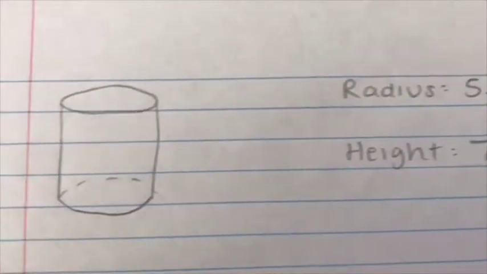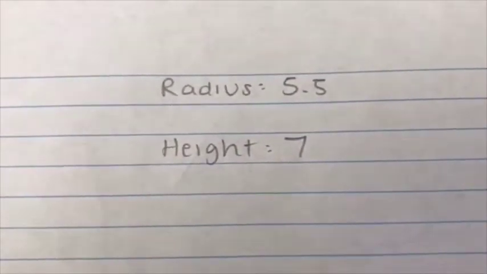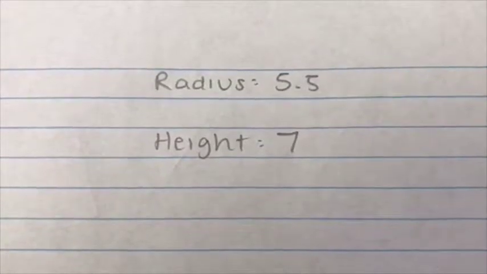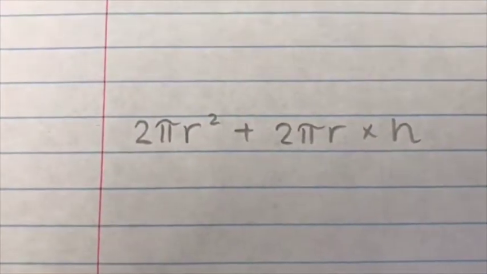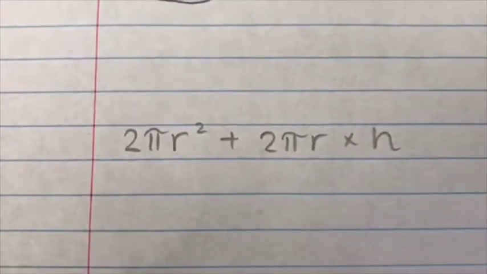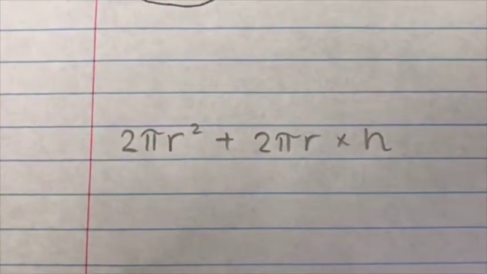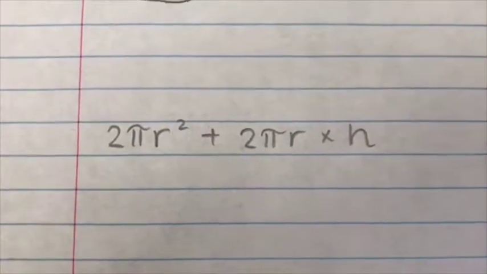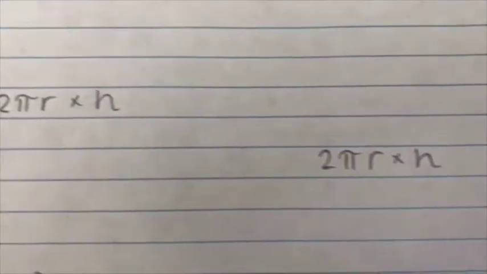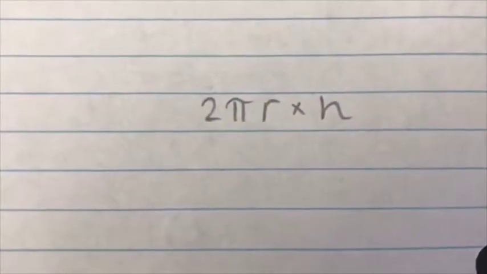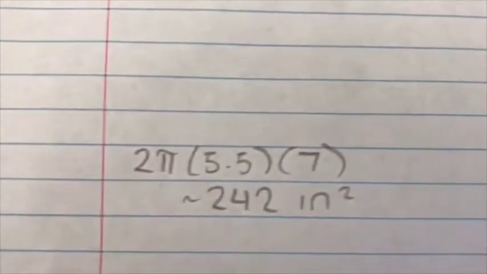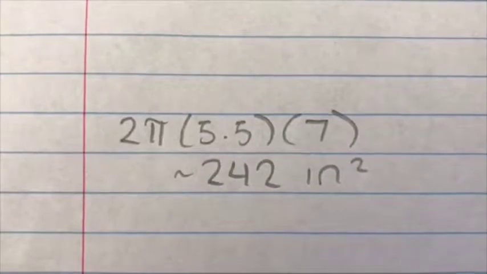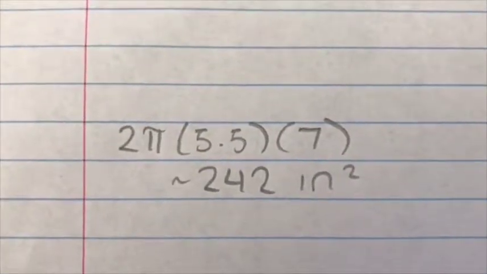For the top part of the dress, you need the surface area of the cylinder. But first you need the measurements and equation. The cylinder's radius is 5.5 inches and the height is 7 inches. The equation for the surface area of the cylinder is 2 pi times the radius squared plus 2 pi times radius times height. Again, we don't need the bases, so we get rid of 2 pi r squared, leaving 2 pi r times h. Filling in the values, we find that the surface area is approximately 242 inches squared.